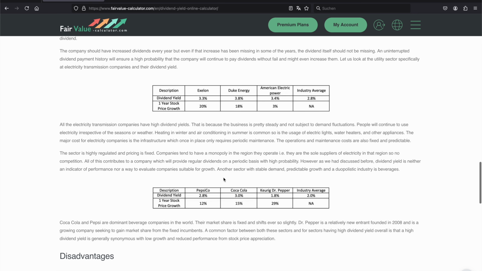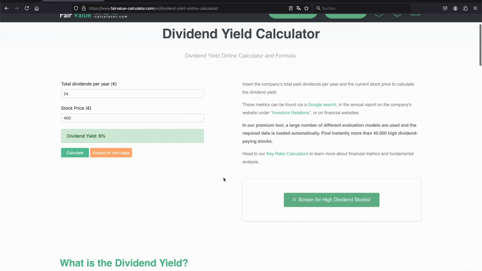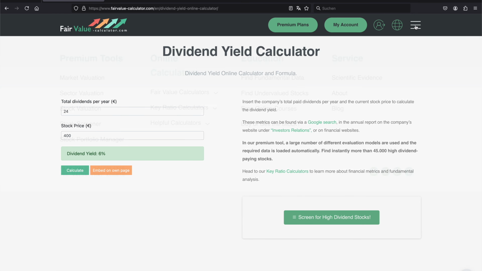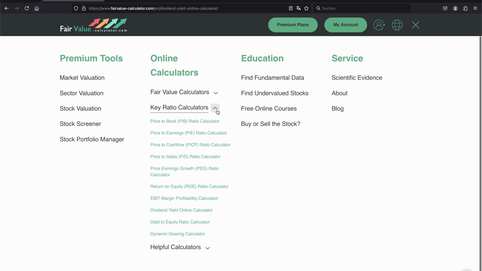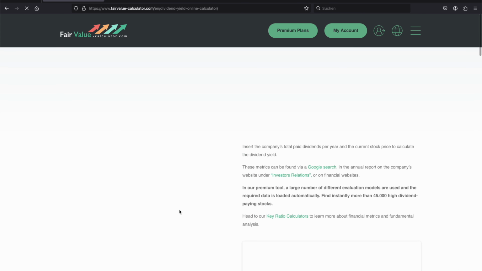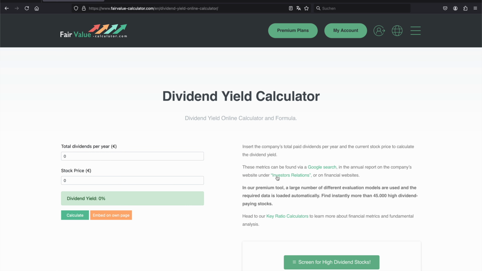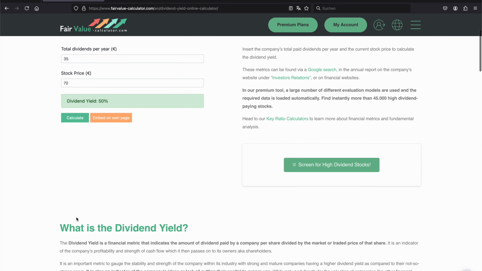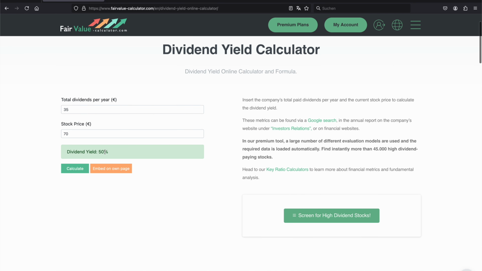The Dividend Yield Calculator, at fairvaluecalculator.com, the Dividend Yield Online Calculator, is a highly useful tool for investors. By simply entering the annual dividend per share and the current stock price, the calculator provides an instant and accurate dividend yield. This makes it an indispensable resource for evaluating individual stocks and making informed decisions about potential investments.